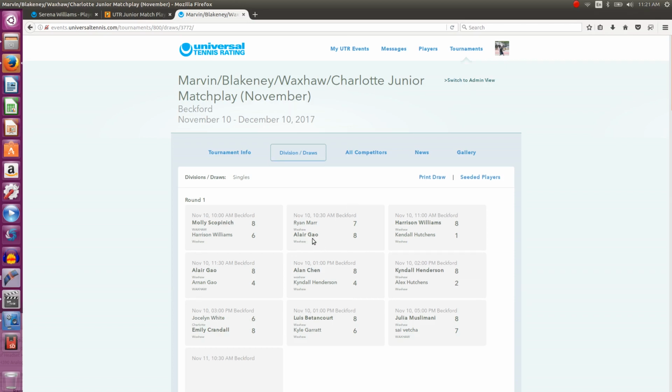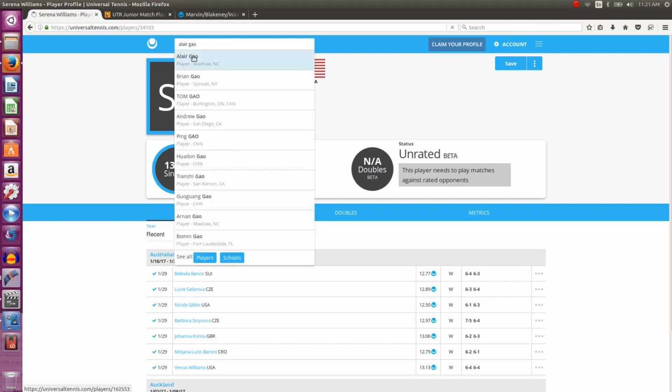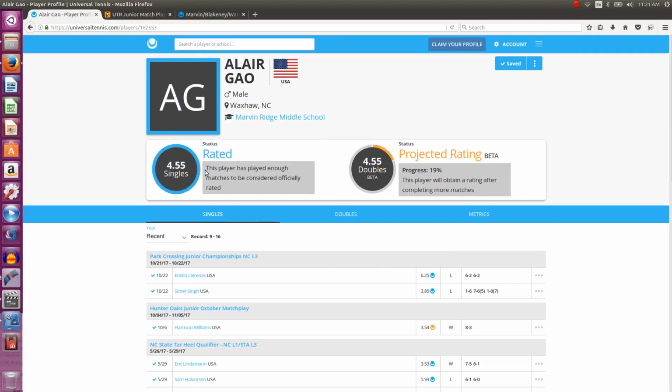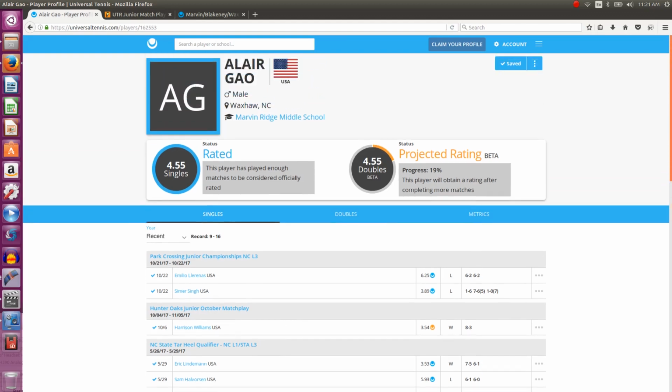So if I wanted to pull up Allaire, who has played in this event a couple of times, he lives in Waxhaw, so he has a 4.55 rating, and you can see that he has USTA tournament results as well as the October match play event that I held last month. So this should give you a good idea of what Universal Tennis is all about, what the event site is.